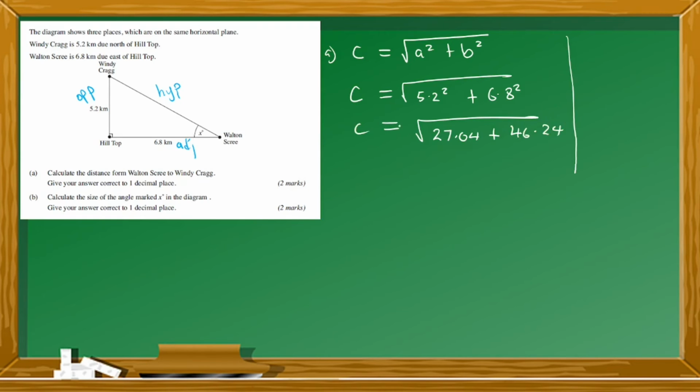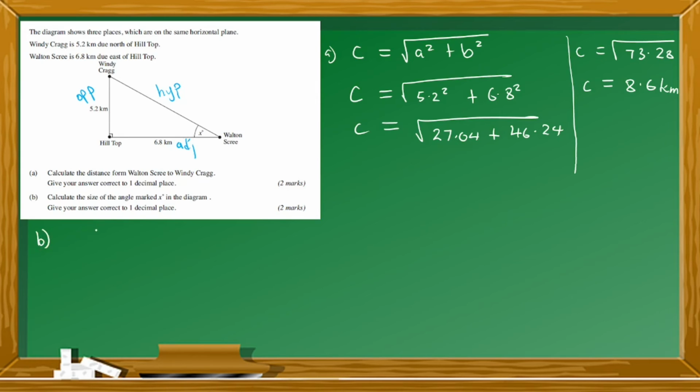So we're going to go ahead and add those together and we will get 73.28, and the square root of that number will give us 8.6 to 1 decimal place. And remember to write a unit. So the hypotenuse is 8.6 kilometers.